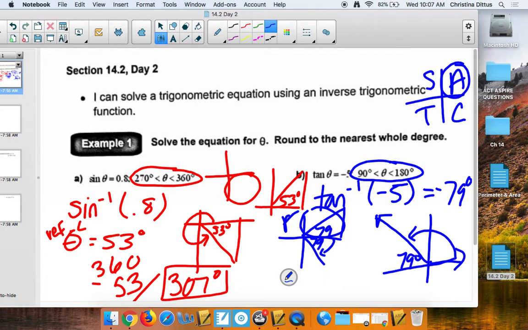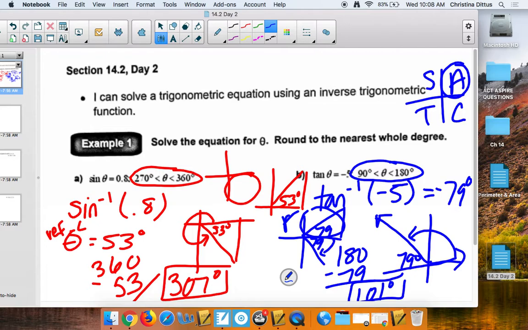So how can I figure out what this angle is, my whole angle? 180 minus 79, yeah. If I take 180 minus 79, what do I get? 101. Is that between 90 and 180? Yep.